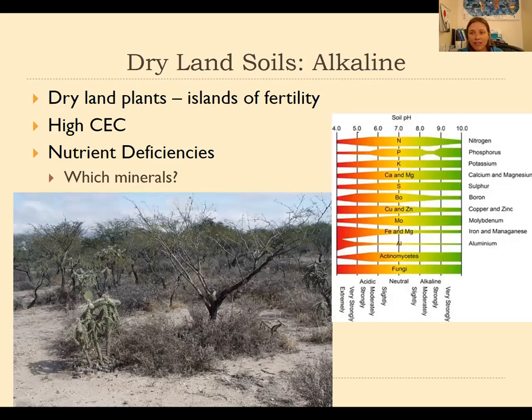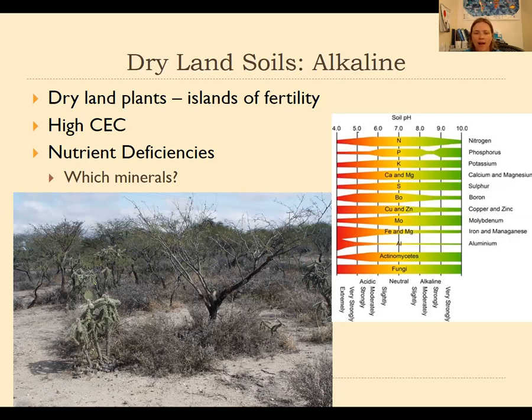Okay, so dryland soils, as we've already discussed, tend to be alkaline or basic in condition. And in this environment, these soils often have a high cation exchange capacity, right? They may have plenty of these cations around. They're not being flushed out by rainwater, but they still might have nutrient deficiencies. Certain kinds of nutrients might not be available, even if there's high cation exchange capacity.